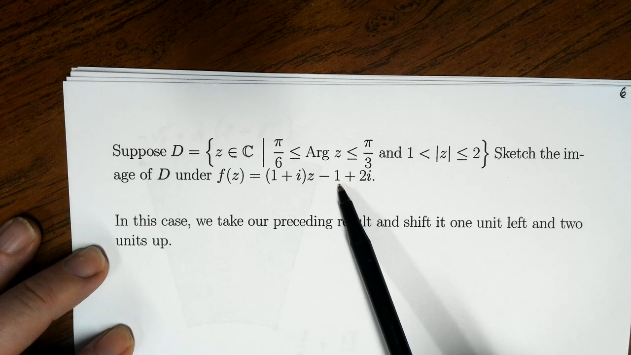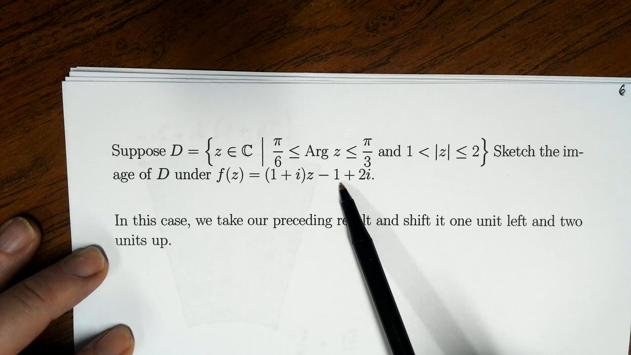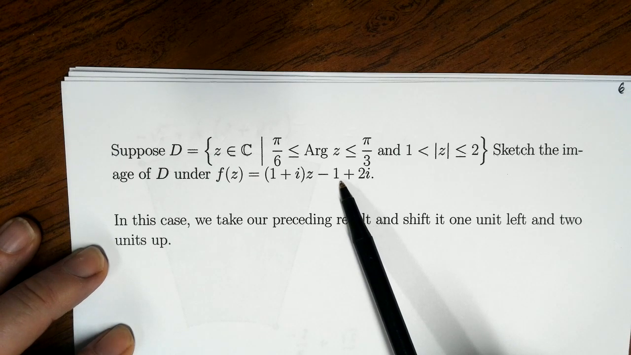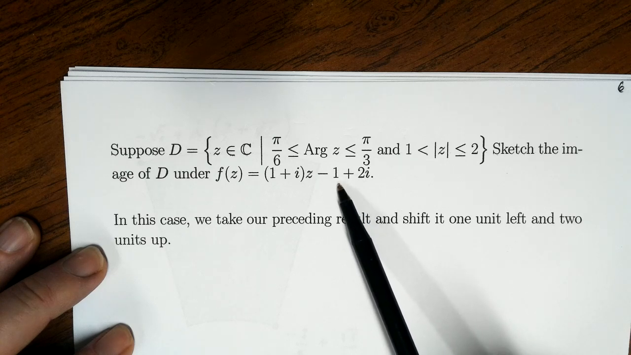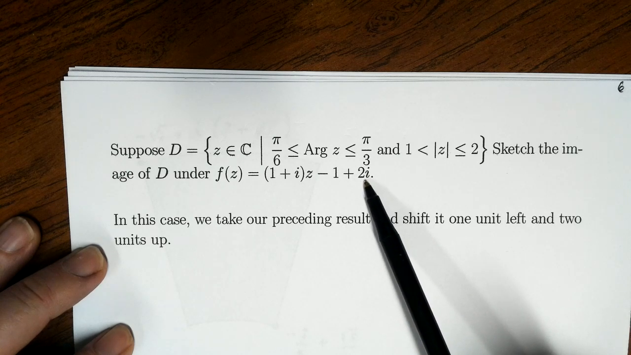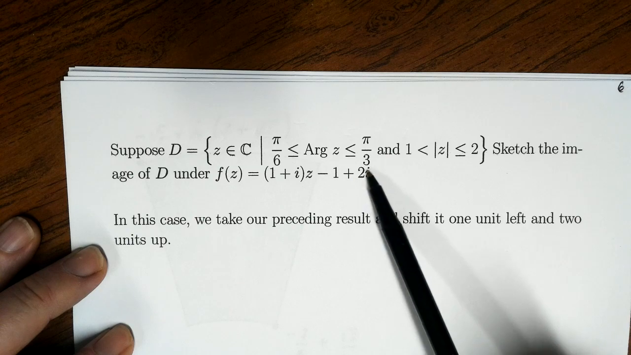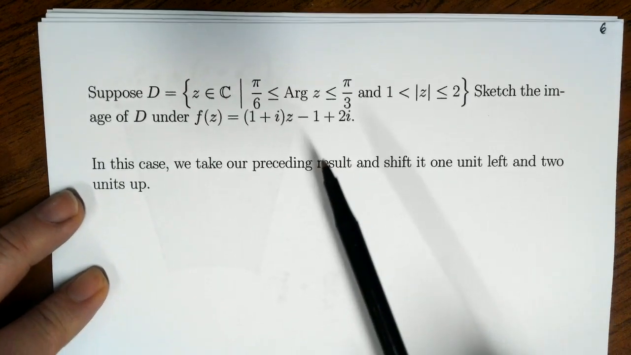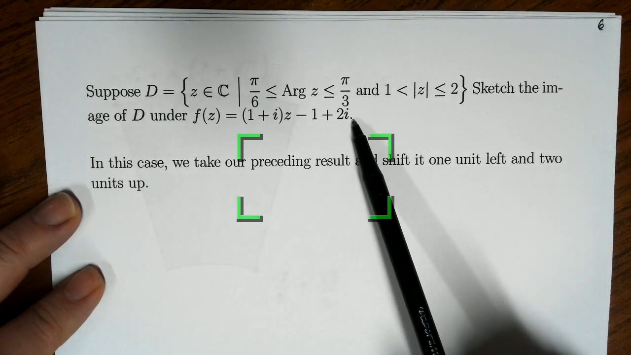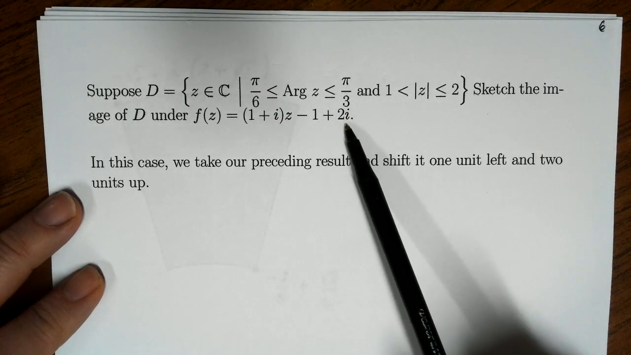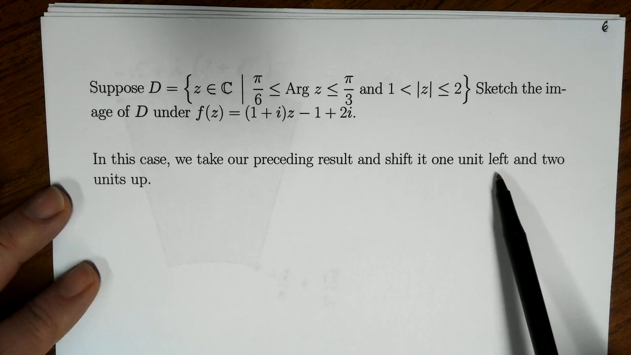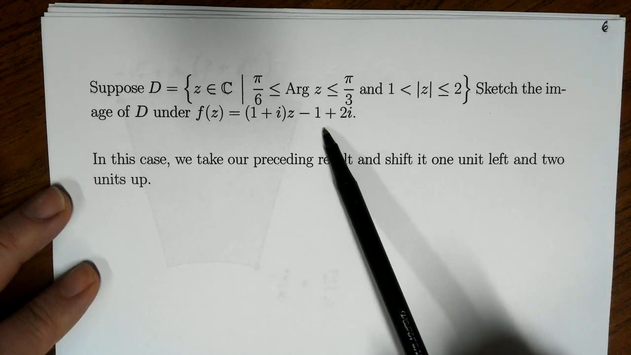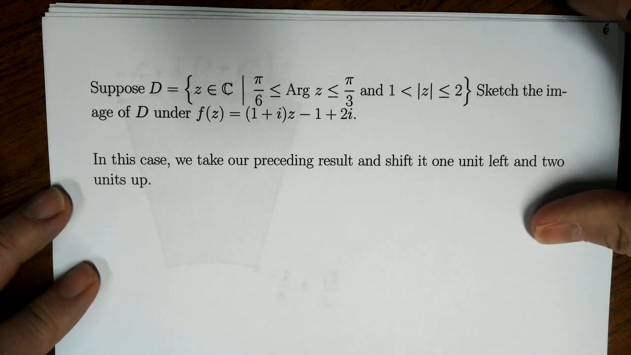Well, the minus 1 is going to shift my result 1 unit to the left, because the negative 1 is concerned with the real part. And then the 2i, because the 2 is the imaginary part, that's going to shift my graph up 2. So, in other words, this b has a real part of negative 1 and an imaginary part of 2. So that means I'll take the result of my preceding graph, and I will shift 1 unit left and 2 units up.